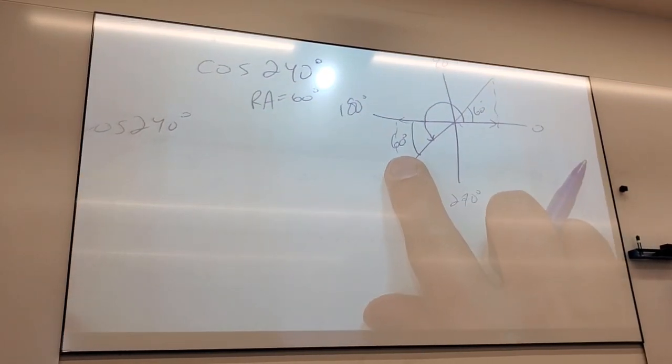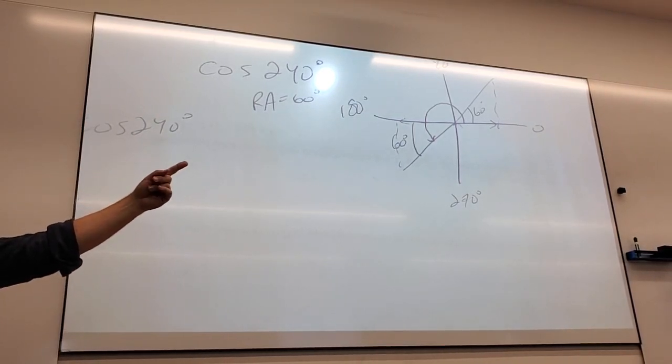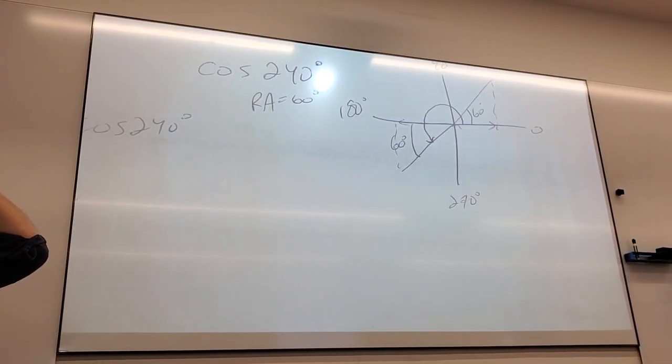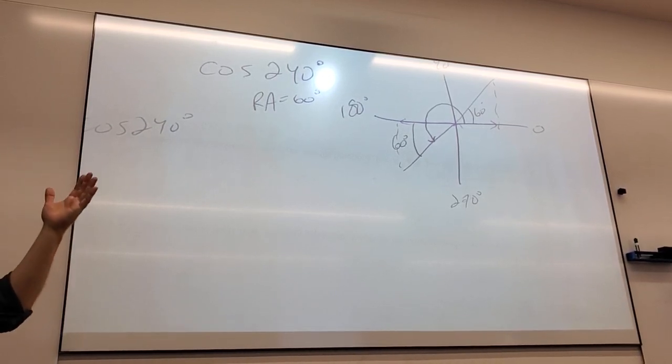Is that cool? The reference angle is always how much did you go past or how much did you stop short of the x-axis. That's what the reference angle always is. And the power of the reference angle is that it sets up a triangle, the same triangle it would be in the first quadrant, so everything I memorized there comes in handy. I don't have to memorize cosine of 240 and all that.